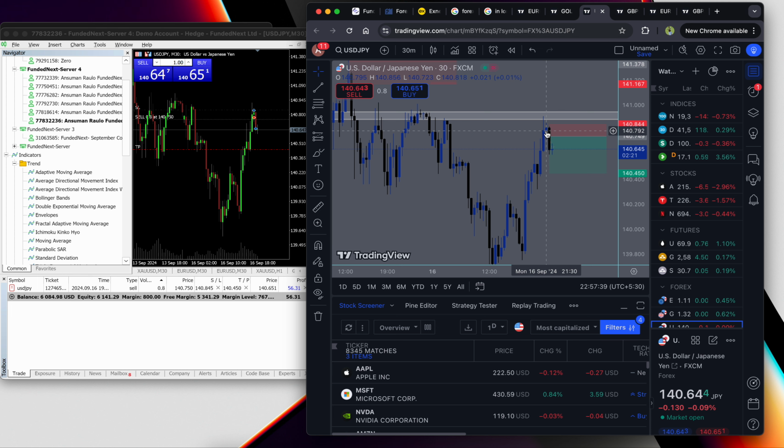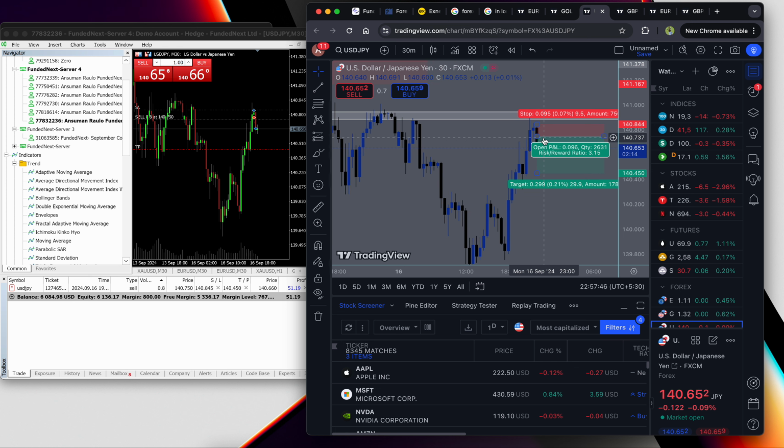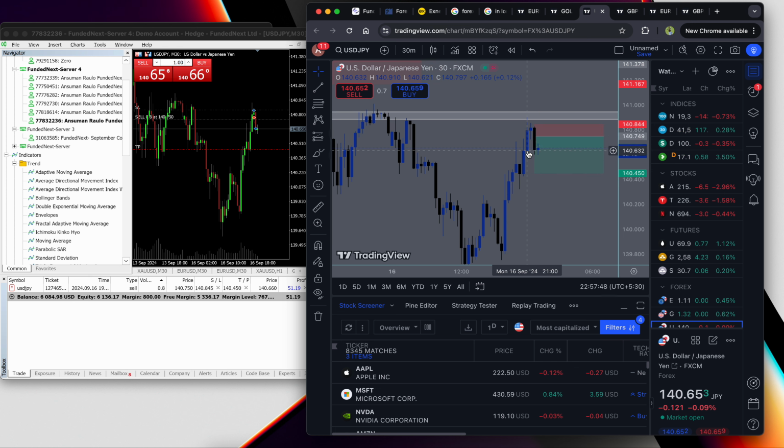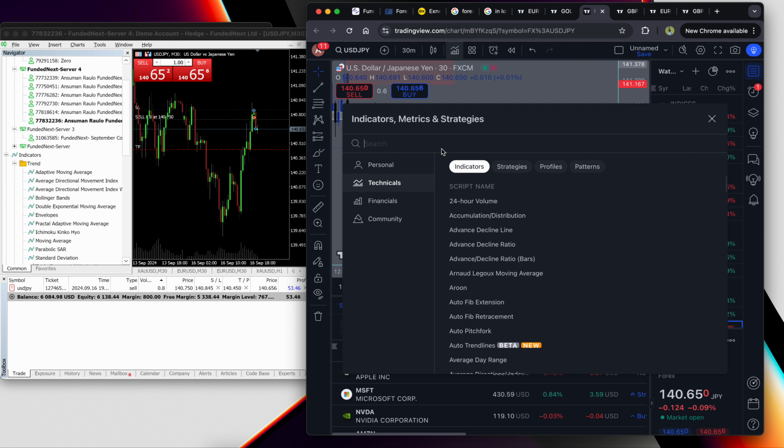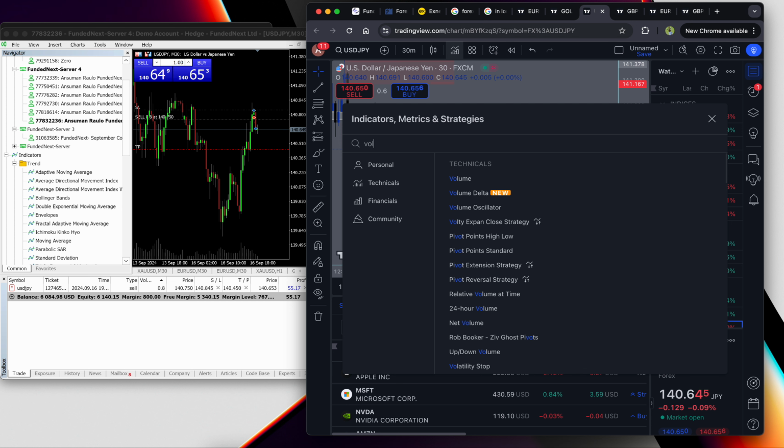This is a doji candle. This might be confusing to some people, but this candle says it all, because the candle opened here, made a high, entered this supply zone, was rejected and gave a close below, which denotes there is selling pressure. And let me show you the volume of this.